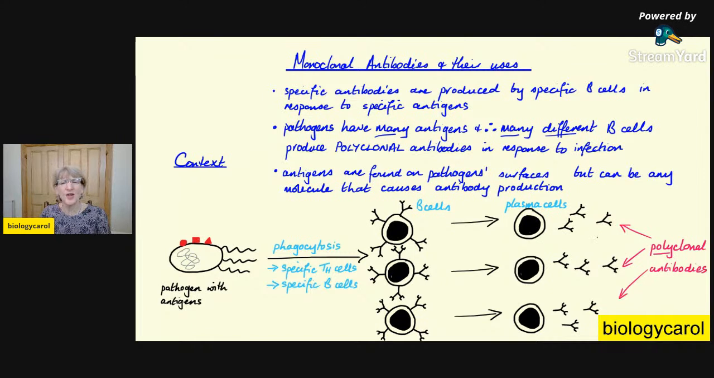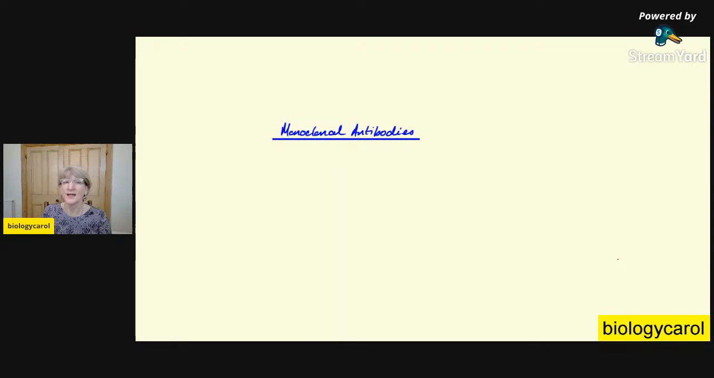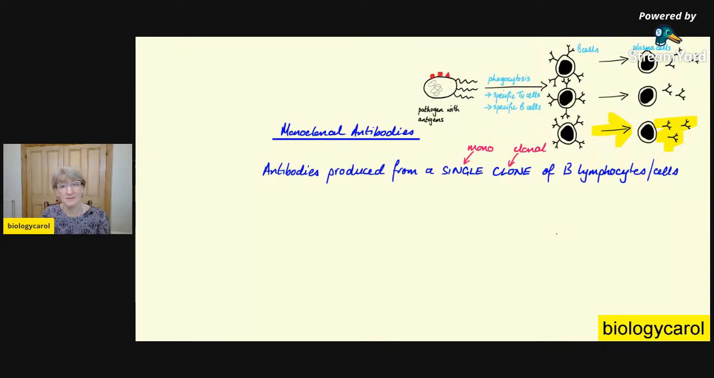But scientists don't want polyclonal antibodies. They want monoclonal antibodies, antibodies of one particular type that will bind as a result of being complementary to one specific molecule. So what are monoclonal antibodies? Here's the definition. These are antibodies that are produced from a single clone of lymphocytes.